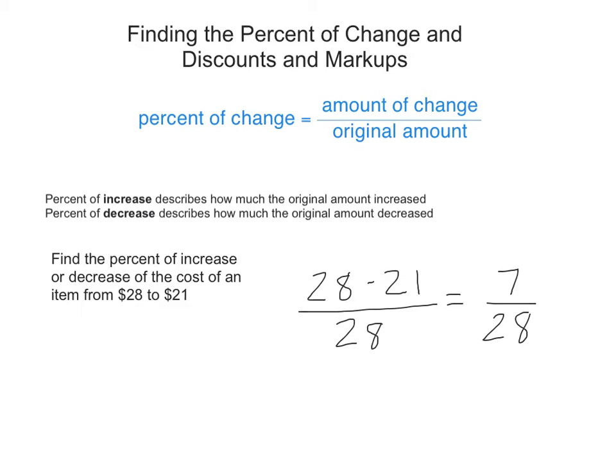So if I have 7 over 28, I automatically notice that I can divide both by 7. This becomes 1, and this becomes 4. 1/4. And 1/4 written as a percent is 25%. So this item decreased, or had a percent of decrease, by 25%.